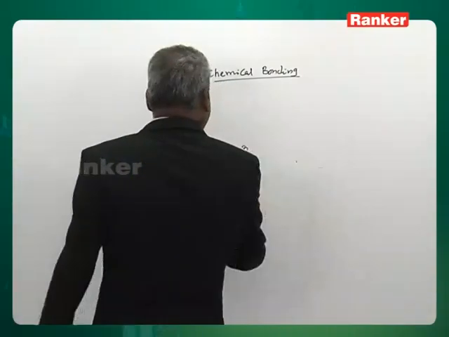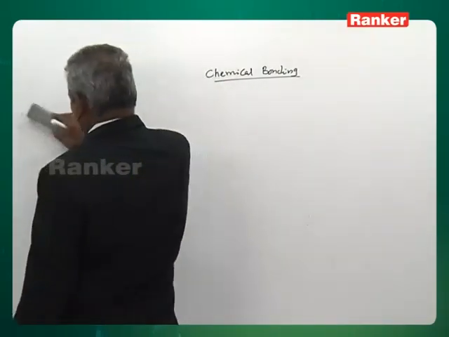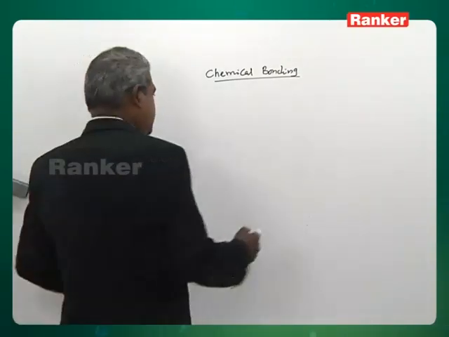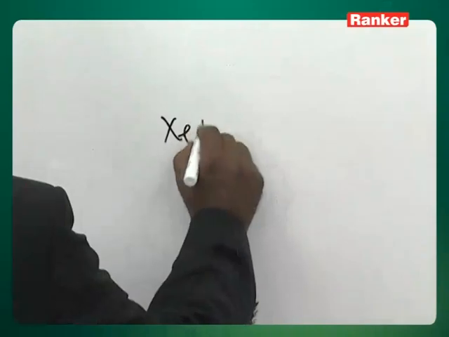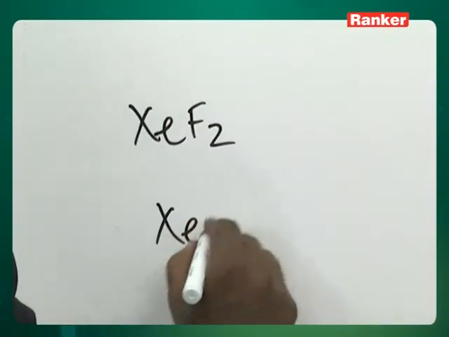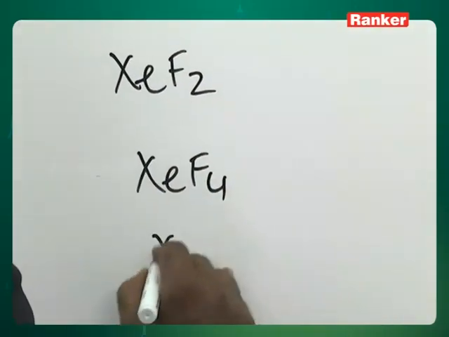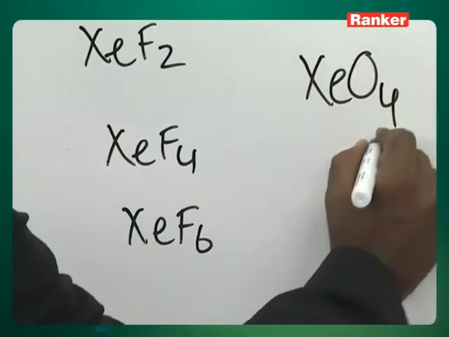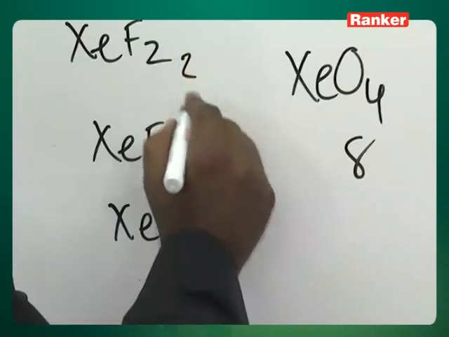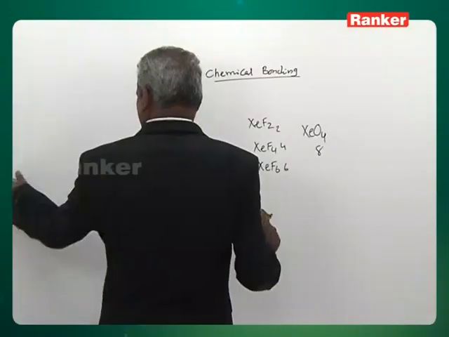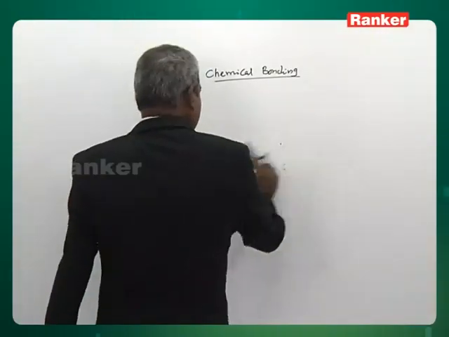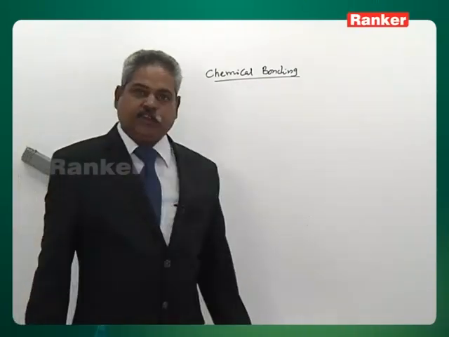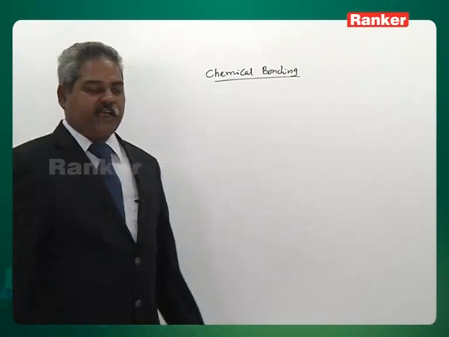So, xenon that way has 4 pairs. After breaking all the 4 pairs, it will be able to form 8 bonds. Xenon forms 2 bonds in XeF2, 4 bonds in XeF4, 6 bonds in XeF6, and in XeO4, eight bonds: 2, 4, 6, 8. So, xenon shows all these valencies. A valency of 2, 4, 6, 8.